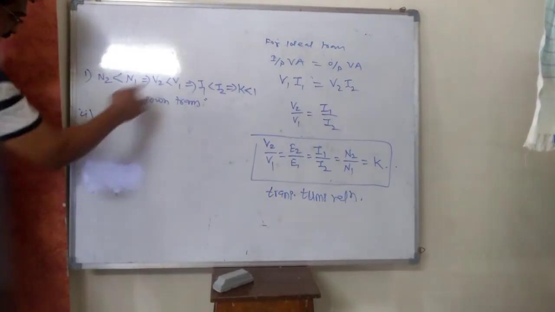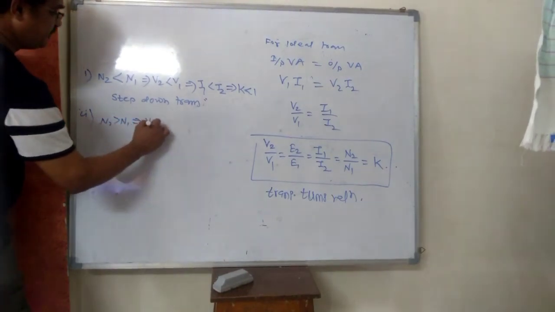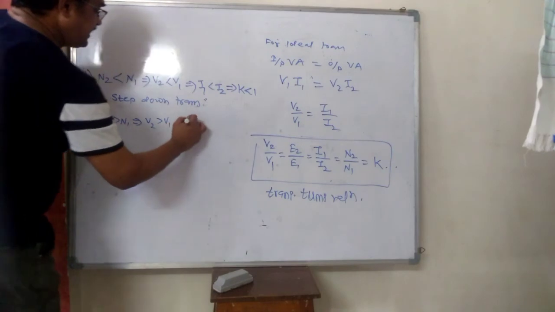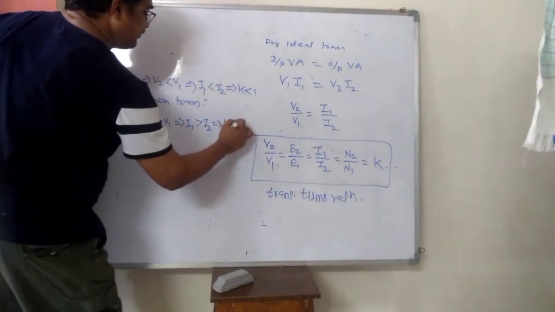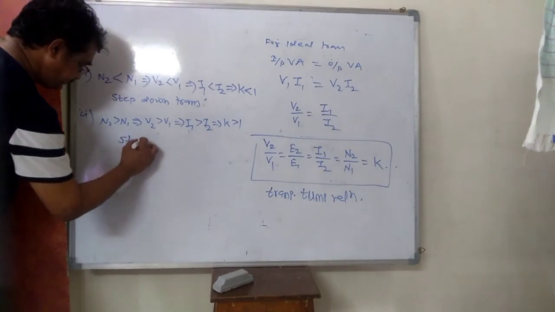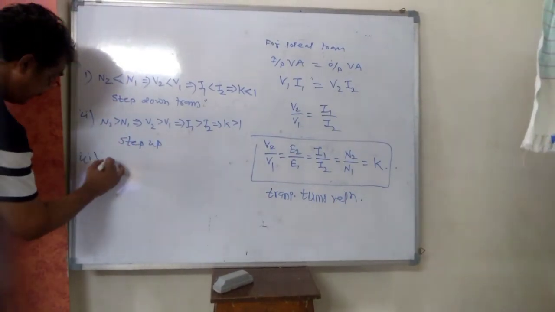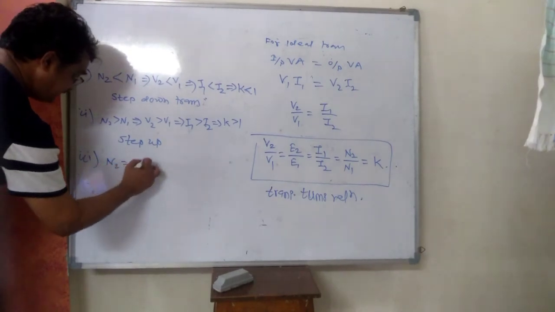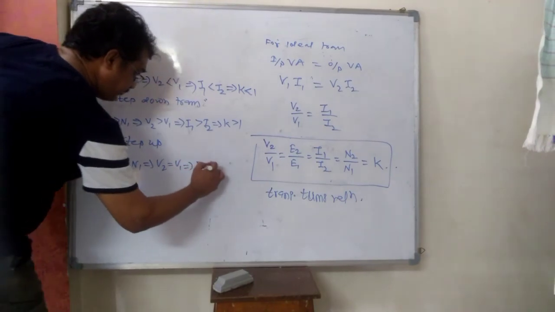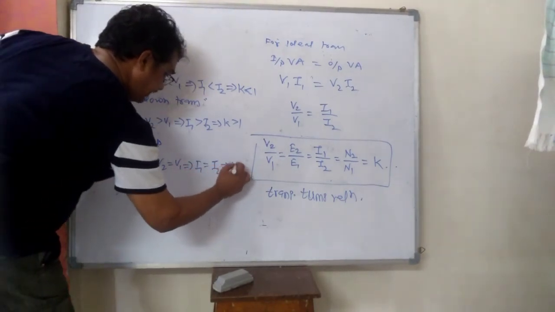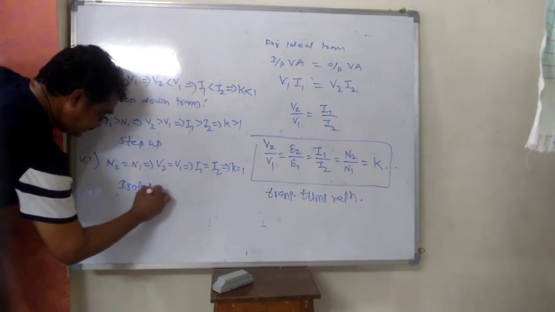Second, exactly opposite. N2 greater than N1, it means that V2 will be greater than V1, I1 will be greater than I2, and K will be greater than 1, that is step up transformer. And third case, if N2 is equal to N1, it means that V2 will be equal to V1, I1 will be equal to I2, and K will be equal to 1, that is known as isolation transformer.